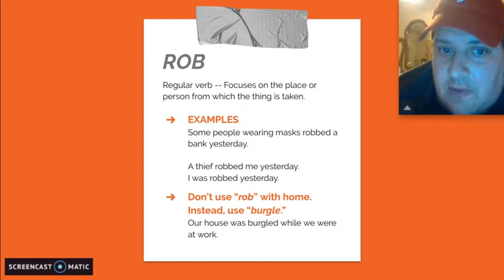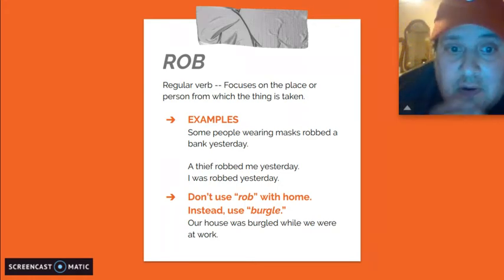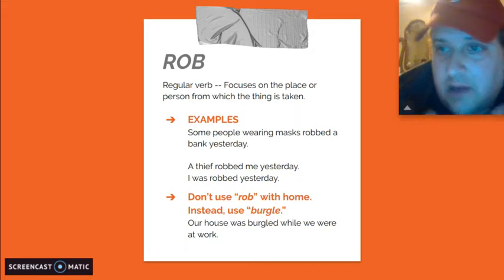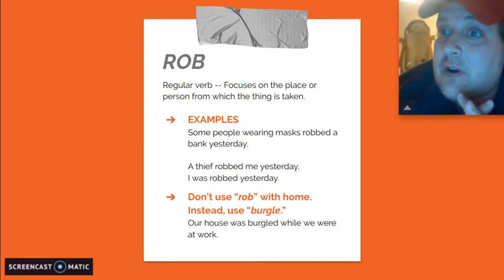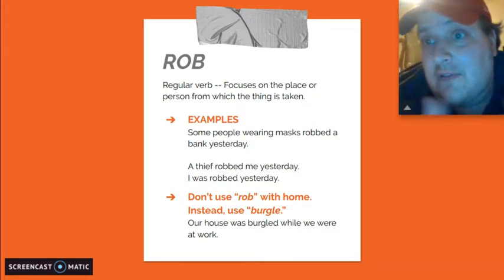Okay. Some people wearing masks robbed a bank yesterday. Bank is a place, it's a location. Okay. A thief robbed me yesterday. Me, person. All right. And that's the active. A thief robbed me yesterday. Now, if I wanted to report it, it would be common for me to use the passive structure. I would say, I was robbed yesterday.